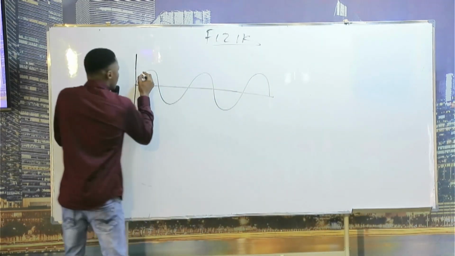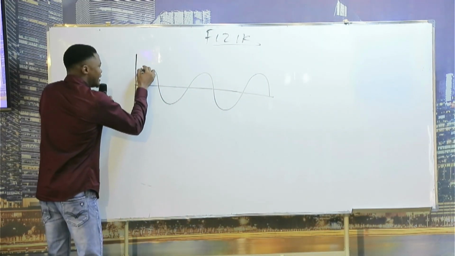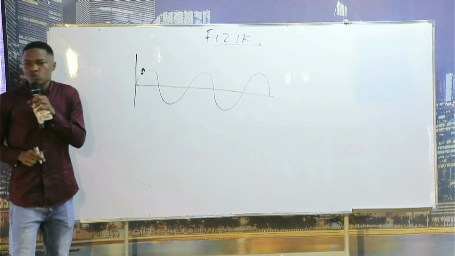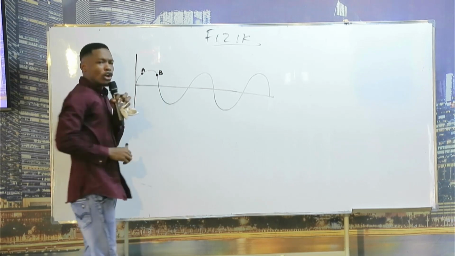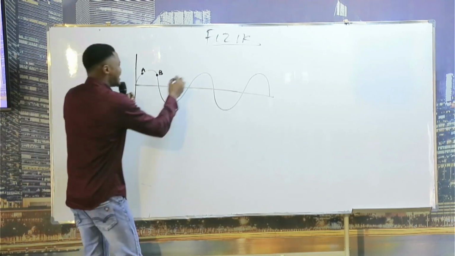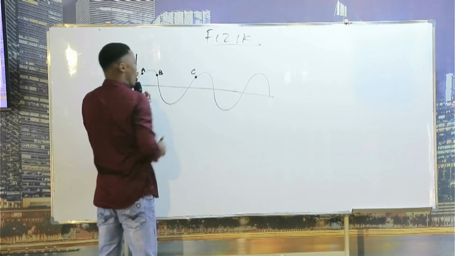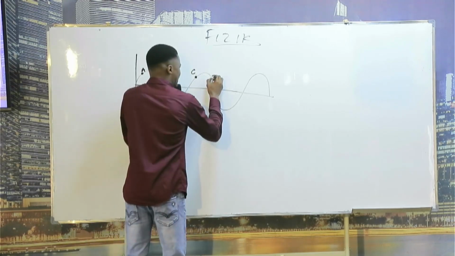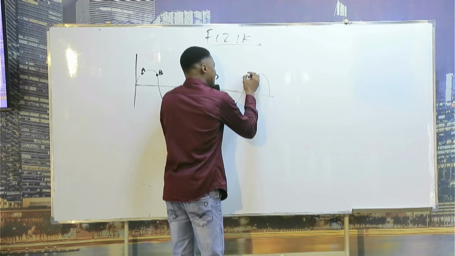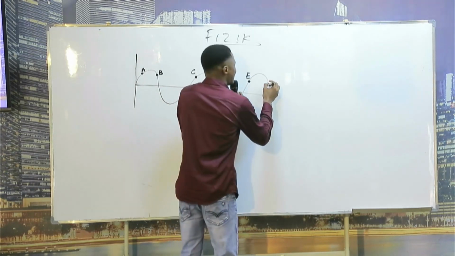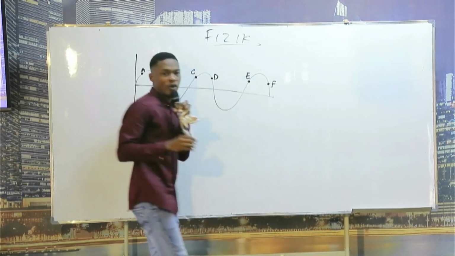Let me call here point A. This is point A on this wave. This is point B on this wave. This is point C on this wave. This is point D on this wave. This is point E on this wave. And this is point F on this wave.